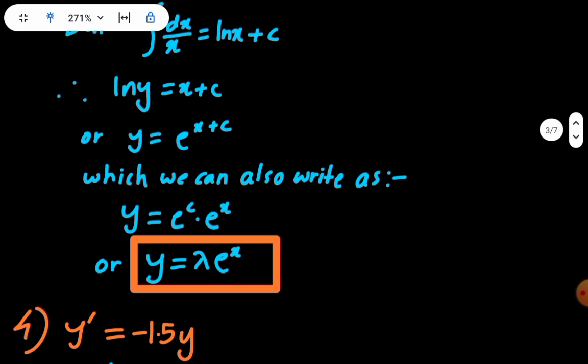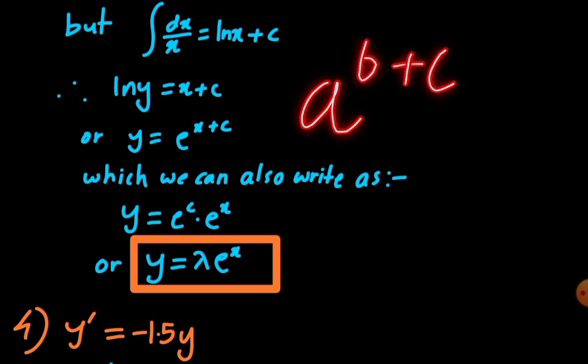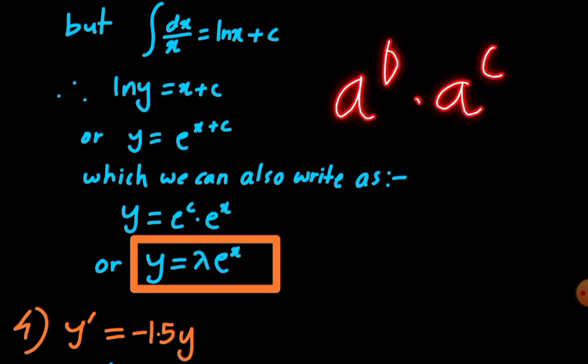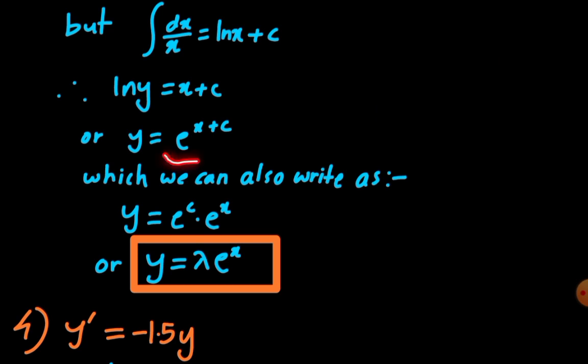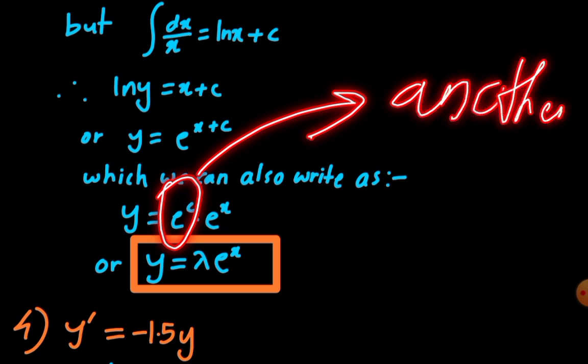Now we know from the fact of exponential formulas that if we have, say, a to the power b plus c, we can write it as a to the power b times a to the power c, right? And similarly, we can write e to the power x plus c as e to the power c times e to the power x, right? And as you can clearly see, e to the power c is just another constant, right?